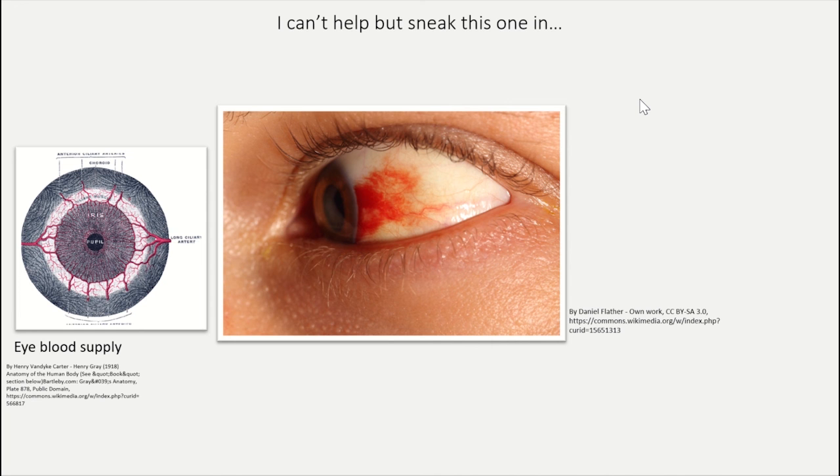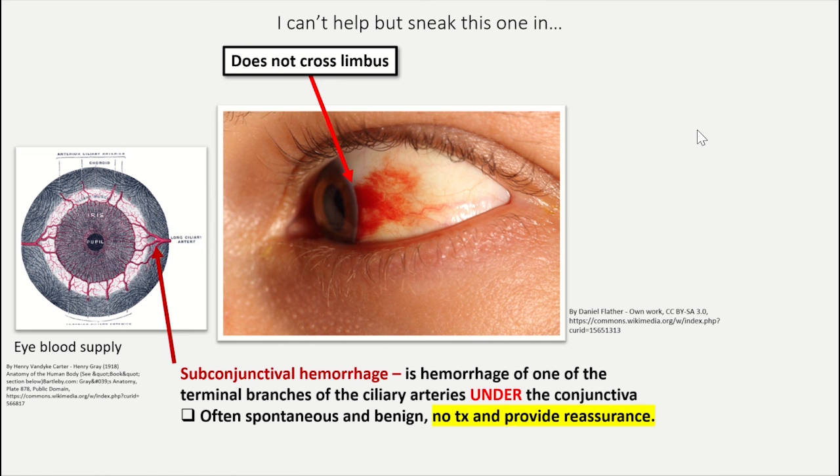Now, when we're talking about the conjunctiva, I just can't help but sneak this one in. It's a subconjunctival hemorrhage shown here. You'll notice it doesn't cross the limbus, and it's really a hemorrhage of one of the terminal branches of the long ciliary arteries that are under the conjunctiva and just ruptured spontaneously. And it's a benign condition. There's no treatment. You just provide reassurance. But make sure when you do examine the patient that you ask them what other bleeding they might have, like from the nose, if they notice blood in their urine or their stool or something. But generally, this is spontaneous rupture from sneezing. It's benign, and you just provide reassurance.